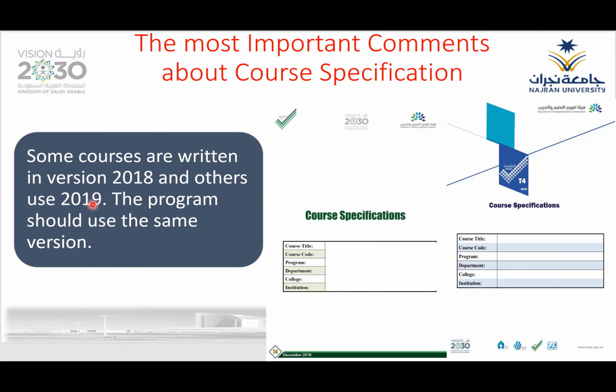He wrote 2019, but it's not 2019, it's 2020. The program should use the same version. Actually, we are allowed, because we are submitting now, and that one was updated in 2020. So we have the option to use this version or this version, okay? This comment especially came from the reviewer from the CS program.